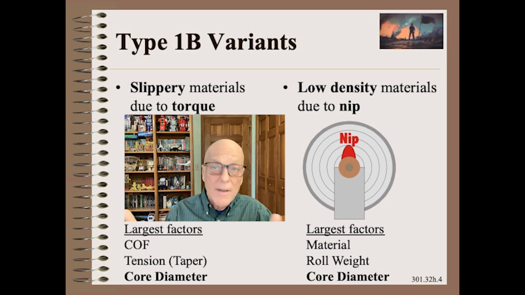Curiously, core diameter is a major factor for both of these variants. So if you don't want to or you can't change material properties, you are left with the same major factor, increasing core diameter. Again, this is covered in great detail in my award-winning and trademark Web 101 class that has been taken by 5,000 people.